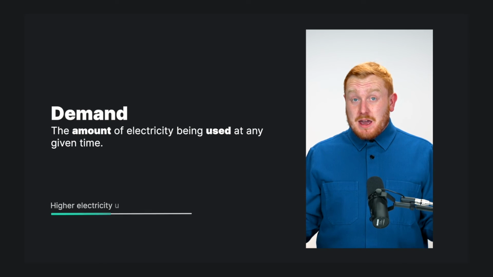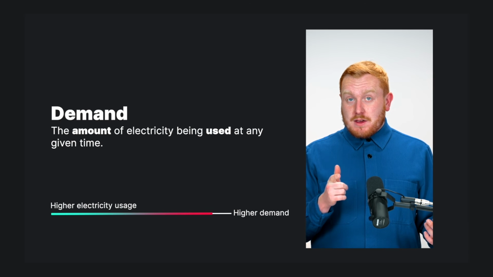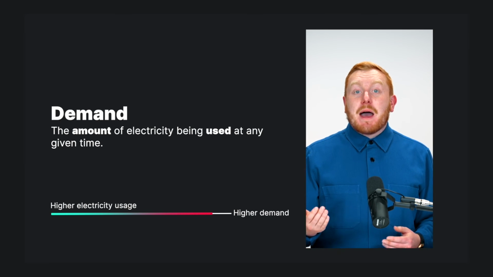Suppliers, the companies that you pay money to ensure your lights come on, buy electricity from generators to meet their customers' demand. Demand simply refers to the amount of electricity being used at a given point in time. Whenever you use electricity, you are creating demand, and that demand has to be met by generation.